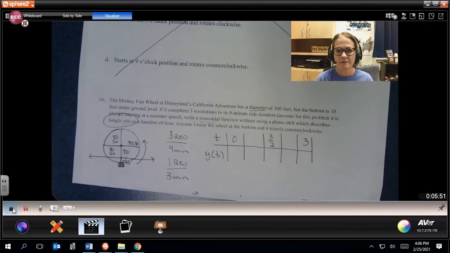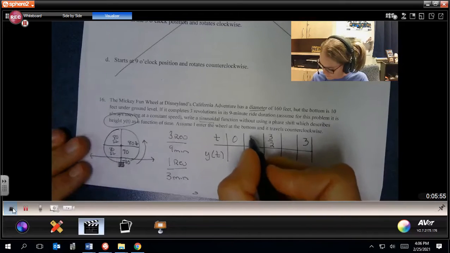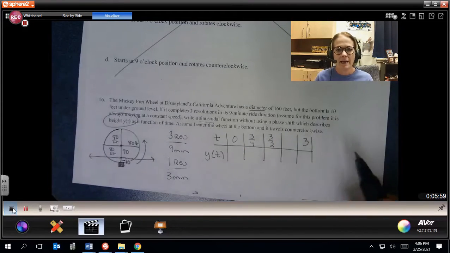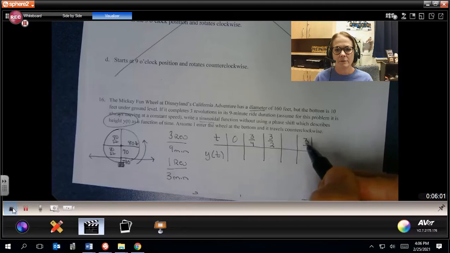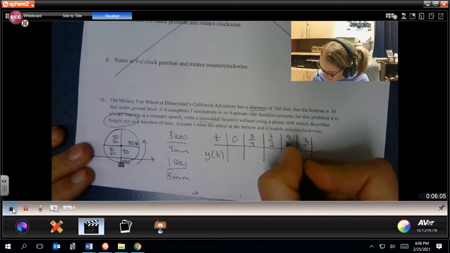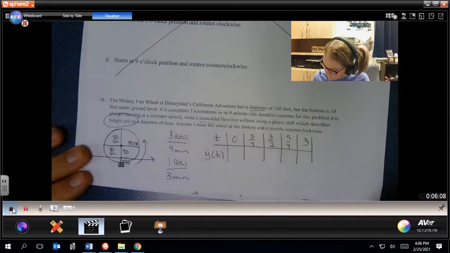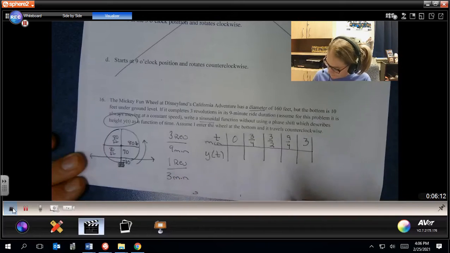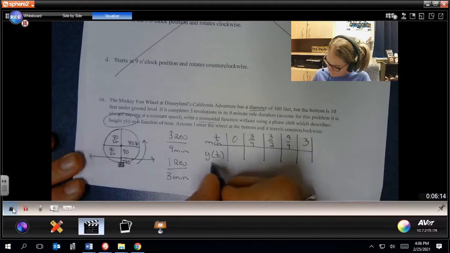Okay, so let's half it. Half of 3 is 3 over 2. Let's quarter it. 1/4 of 3 is 3 over 4. And let's do a 3/4 mark. So 3 times 3 over 4 is 9 over 4. There's my times. And those are in minutes. And my heights are in feet.